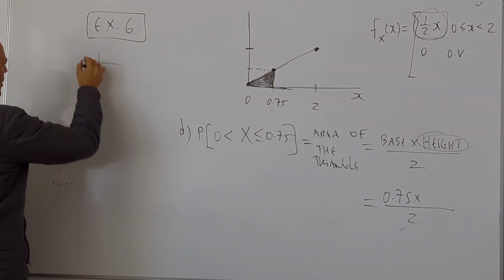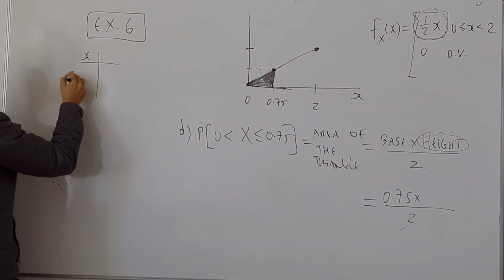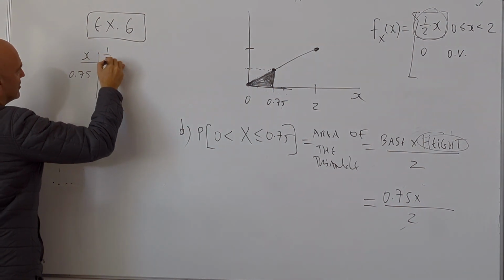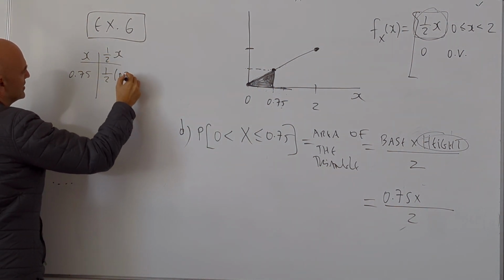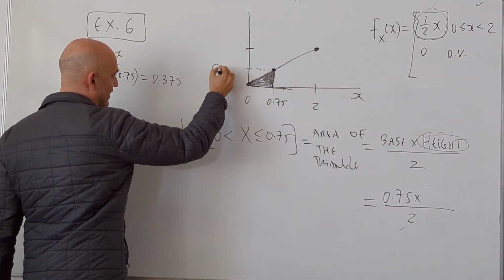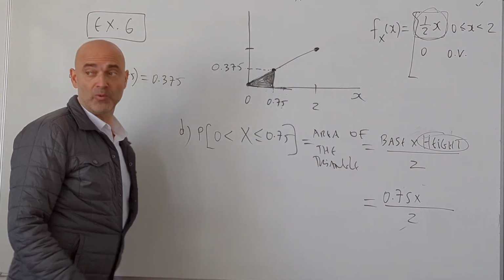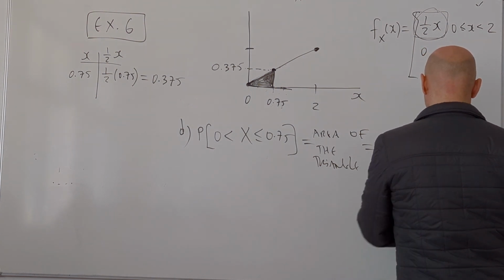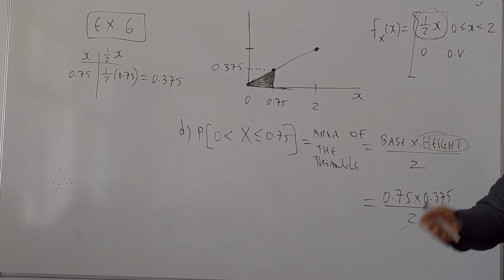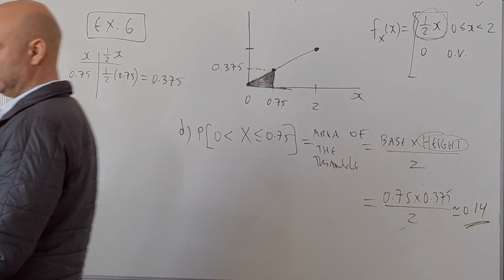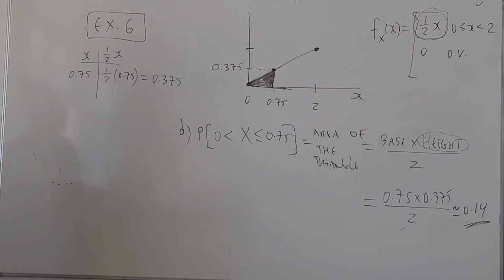So I have the point with first coordinate equal to 0.75. I want to get the second coordinate here. So I do 1 divided by 2 times x, so I do 1 divided by 2 times 0.75, and I get 0.375. So here the height of the triangle is 0.375. And now I know the base of the triangle and the height of the triangle, and I easily get, I think, about 0.14. But please do this calculation. I think it's about 0.14.